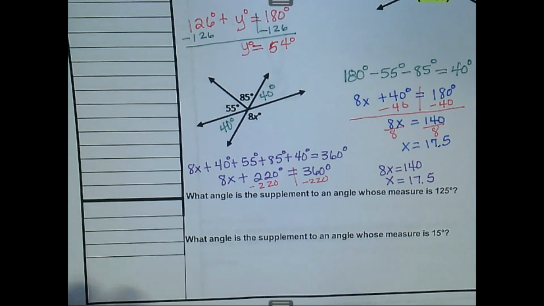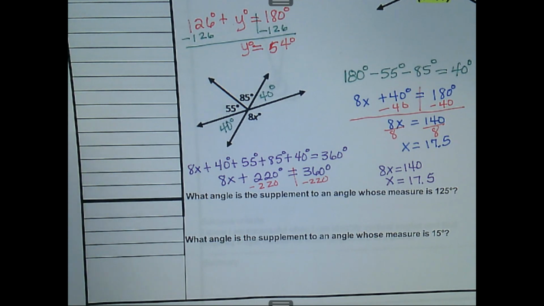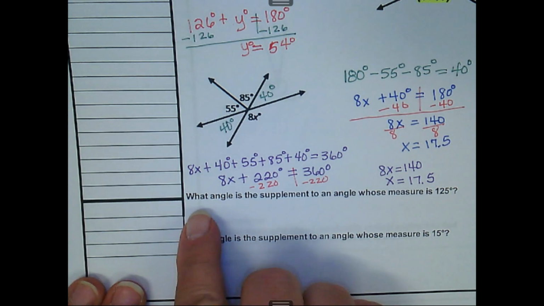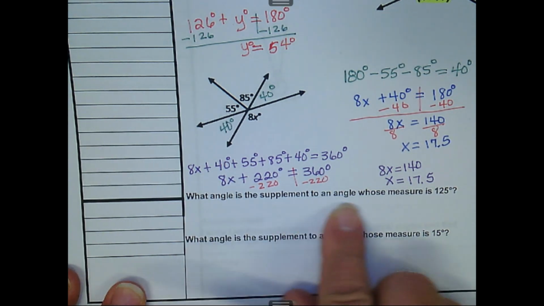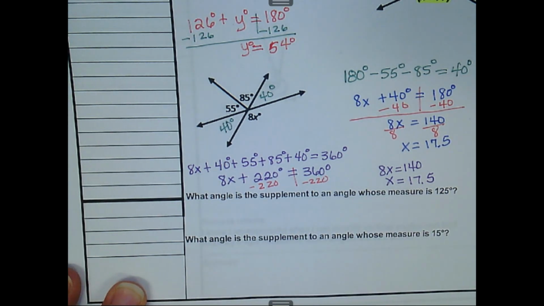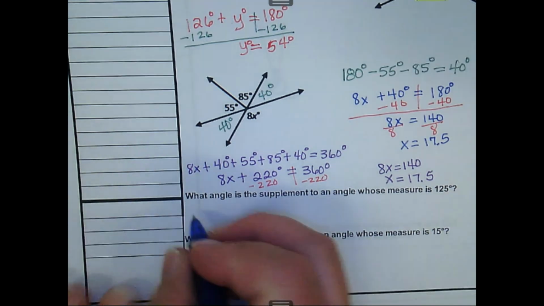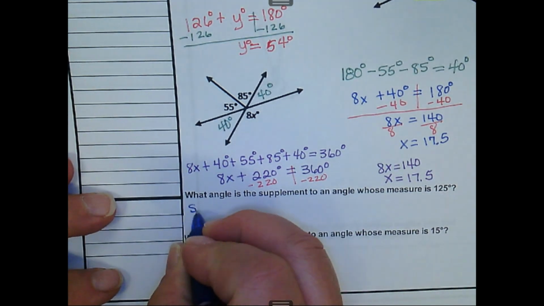Okay, so the next two questions are about the supplement. So we have to think back to the definition of supplementary. Supplementary angles are what? They add up to how many degrees? What angle is the supplement of an angle whose measure is 125 degrees? Supplement means how many degrees?